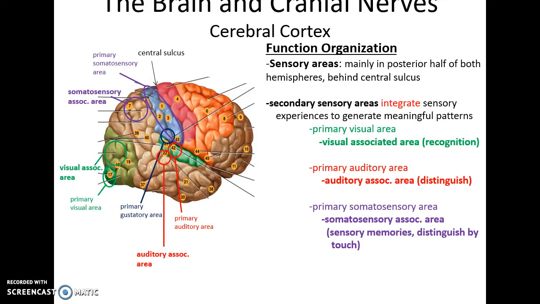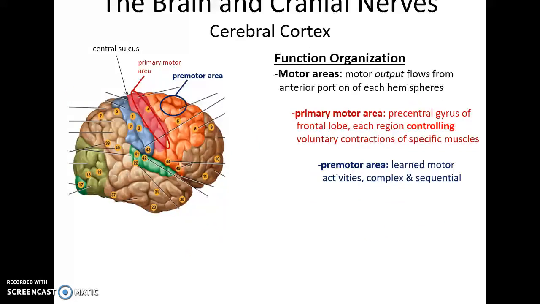There are usually secondary sensory areas that help to integrate the sensory experience, make it meaningful. For instance, with the primary visual area, there's the visual associated area that lets you recognize what you see. Next to the primary auditory area is the auditory associated area that helps you distinguish between sounds. And near the primary somatosensory area is the somatosensory associated area, which helps us have memories associated with sensations and is also important for trying to distinguish things by touch alone.